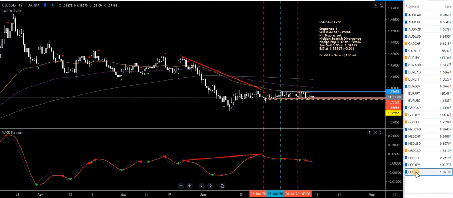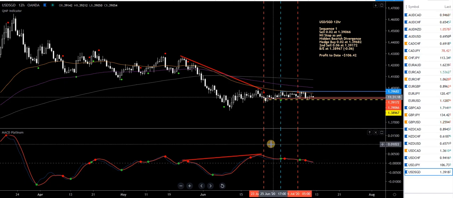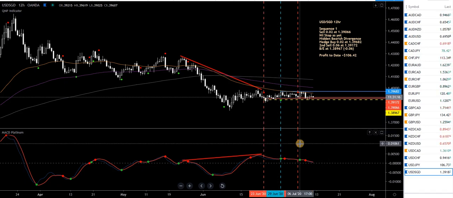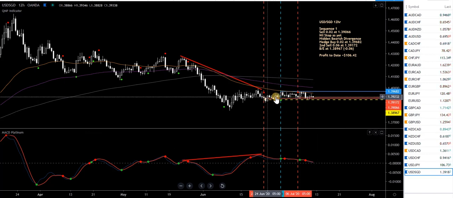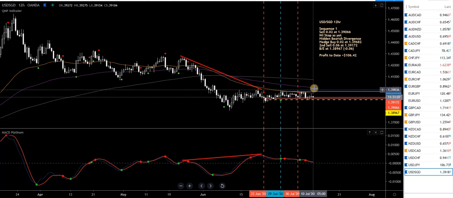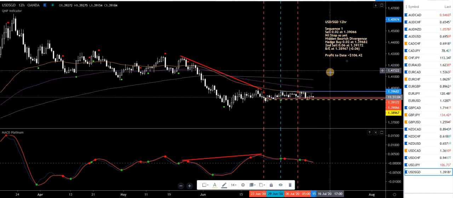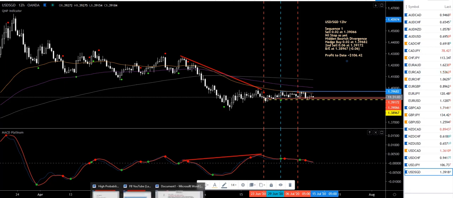USD Singapore dollar, 3 trades: sell, hedge buy, second sell. Overall break even is here, it's just going sideways. 12-hour candles, that's like a couple of weeks worth there, just sideways action, but not too bad. So that's it for the 12-hour chart.